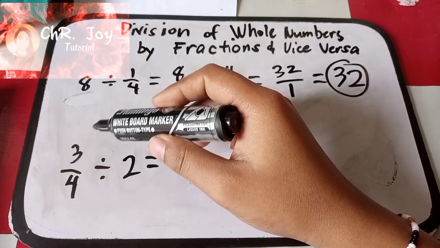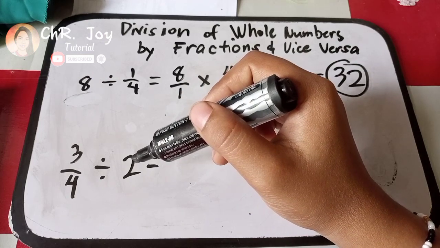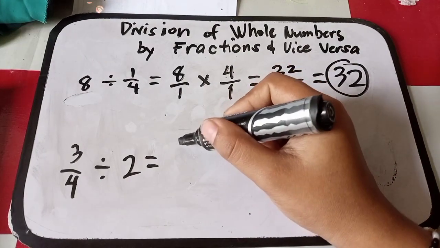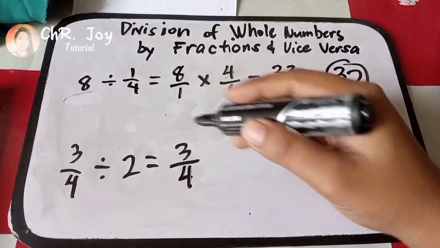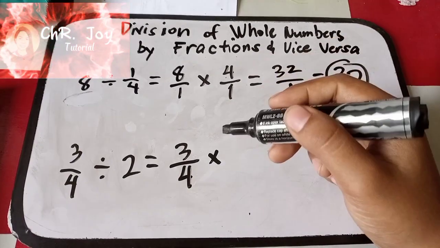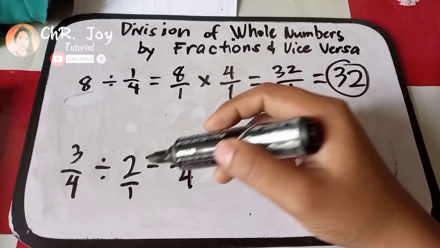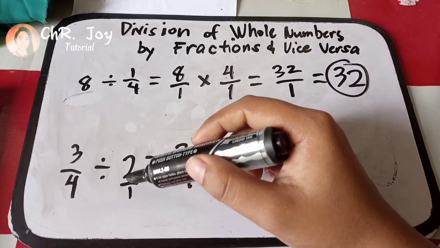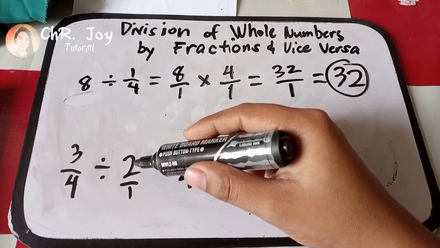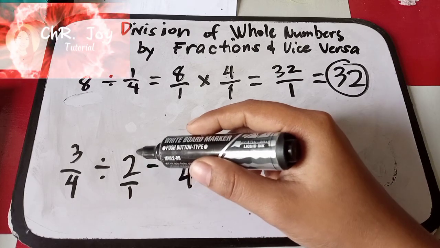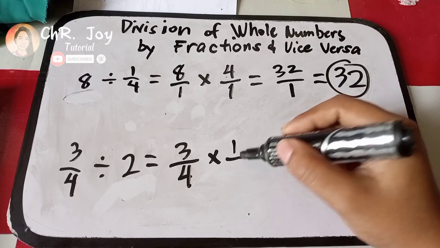Next problem, we have 3/4 divided by 2. Okay, going to write 3/4 here, and we're going to change this division into multiplication, and then ang reciprocal nitong 2 over 1, remember class, kapag whole number may automatic over 1 siya. So ang reciprocal or kabaliktaran nitong 2 over 1. So ang reciprocal ng 2 is 1 over 2.